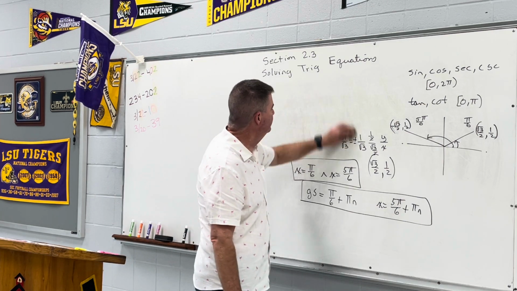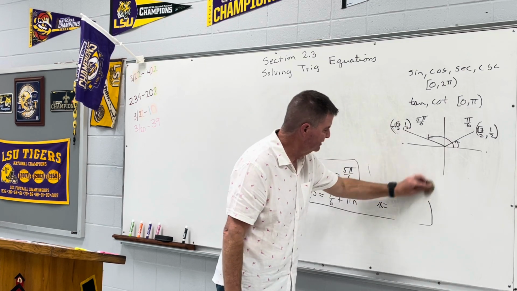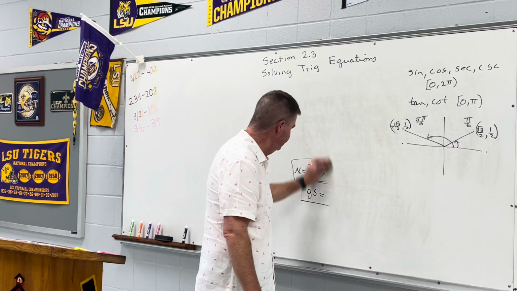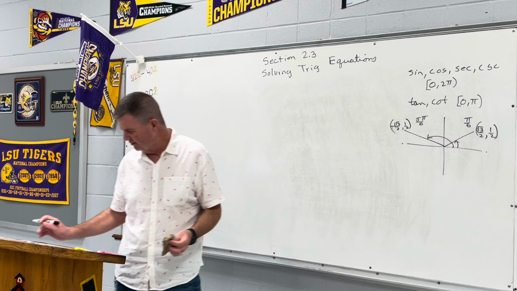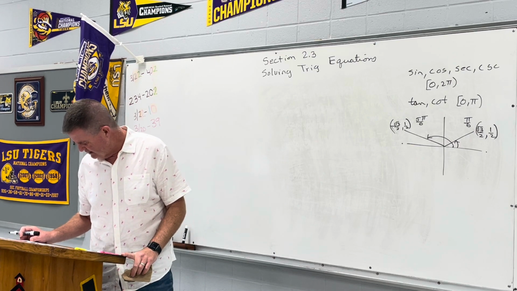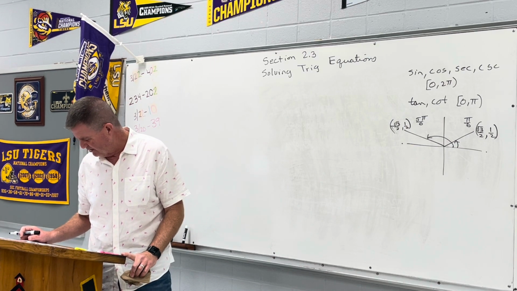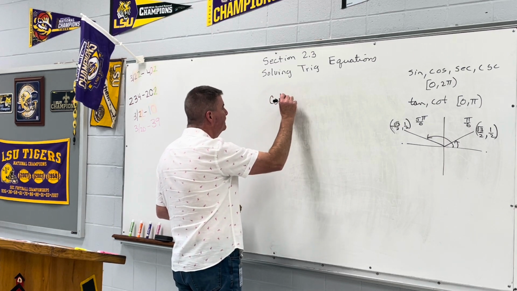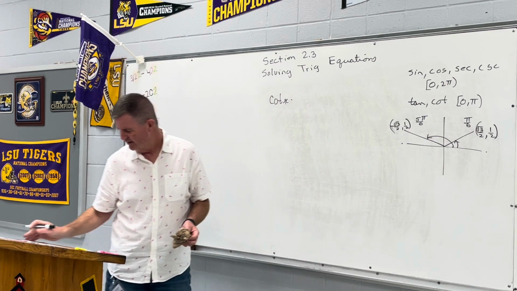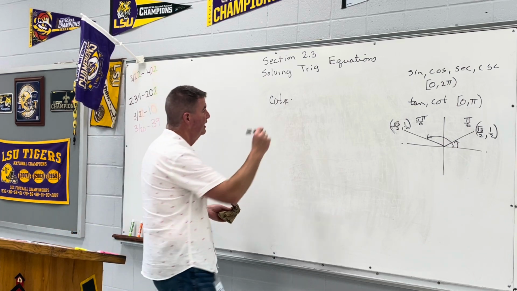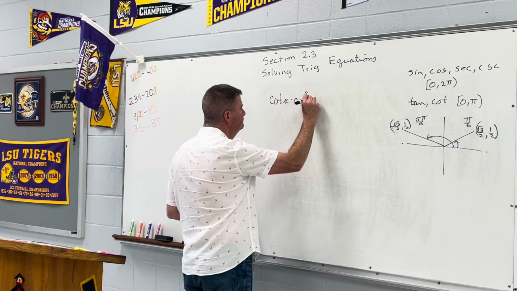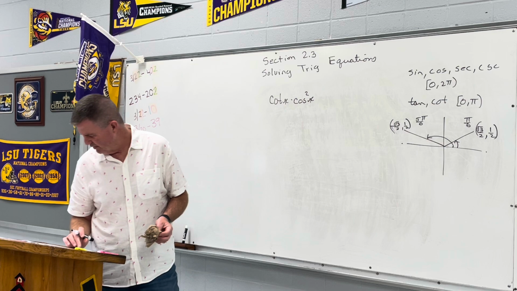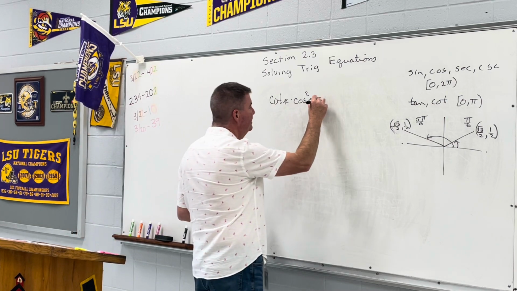Okay, suppose we have another example, example number 3. And example number 3, a different type, is going to look at factoring. Suppose I have cotangent of x times cosine squared of x, which equals 2 cotangent of x.